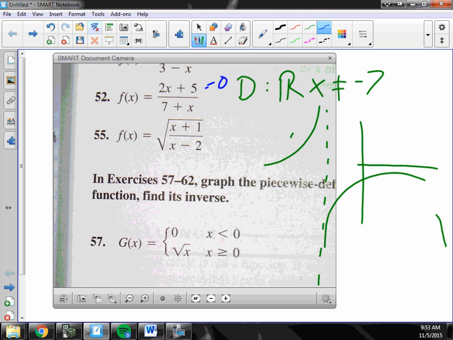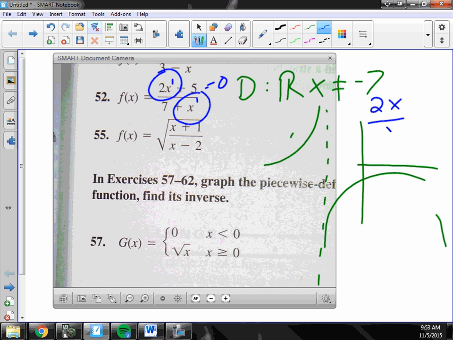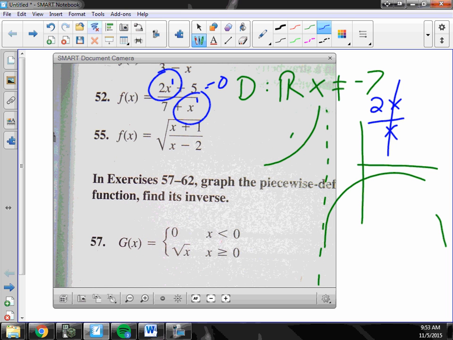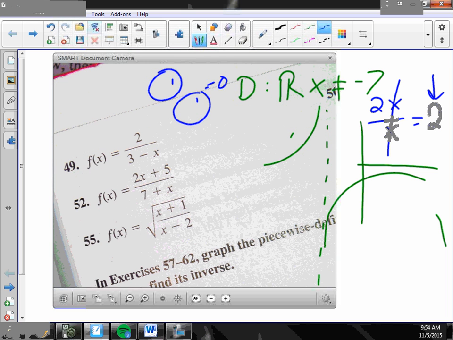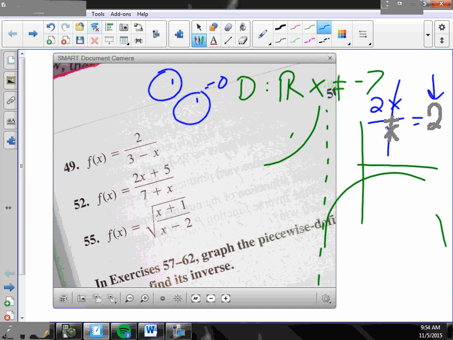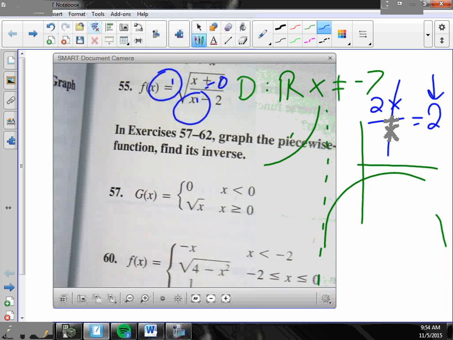But if the degree of the top matches the degree of the bottom, then the horizontal asymptote occurs when you divide this term by that term. So what is 2x over x? 2. So that is the only number that doesn't happen in the range. And I'll pull out some worksheets to help you remember how to do this, because they just kind of threw it out there without reviewing it.